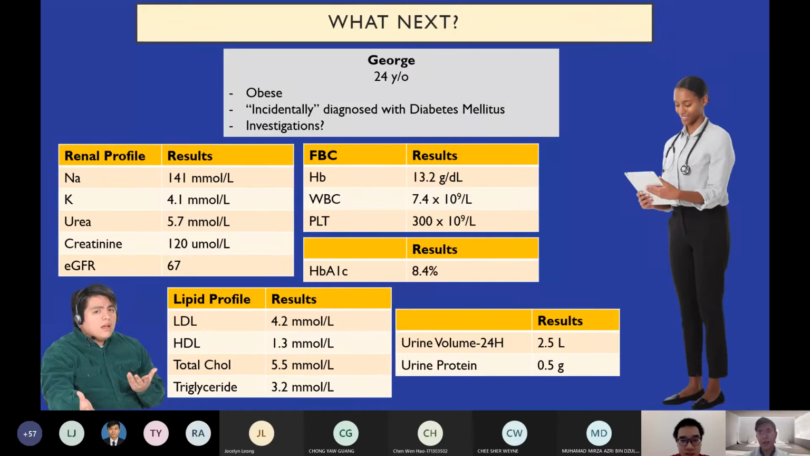Hi, doctor. Okay, so the sodium is low. Sorry, it's within normal range, because the normal range is 135 to 145. And the potassium is normal as well.